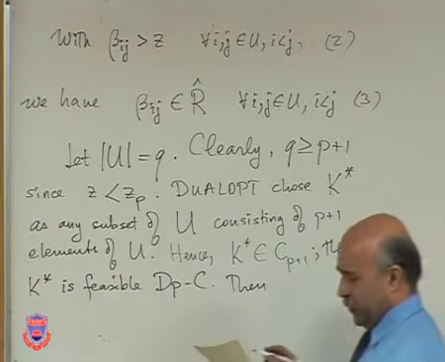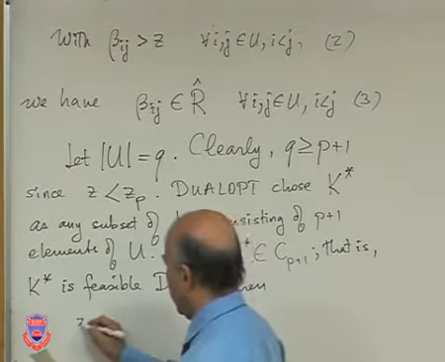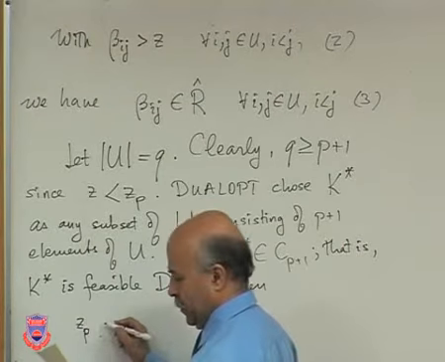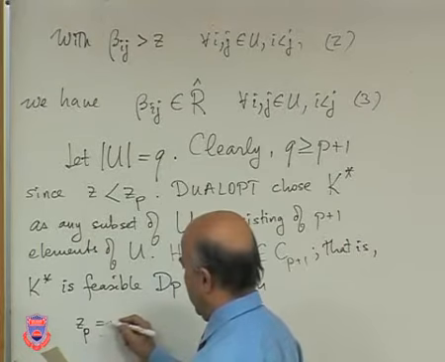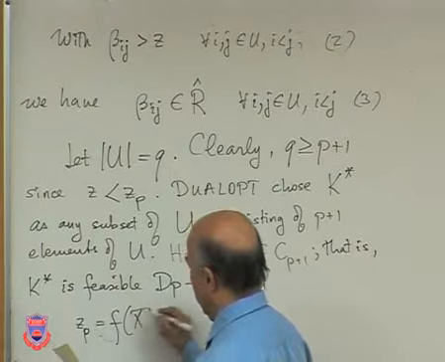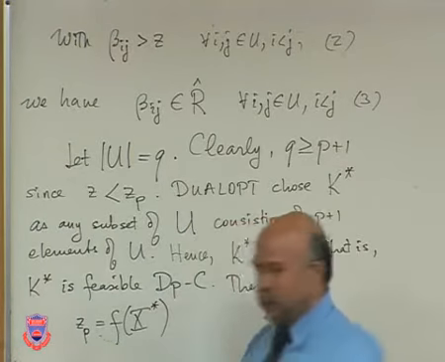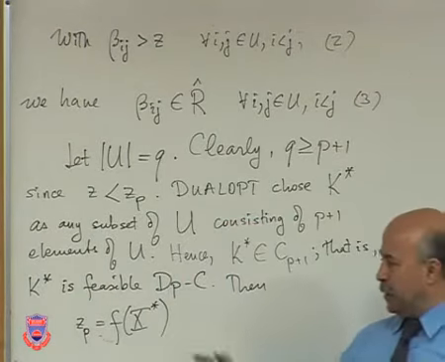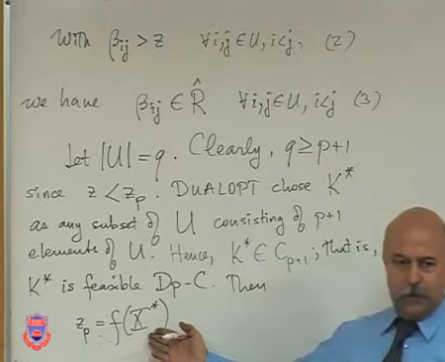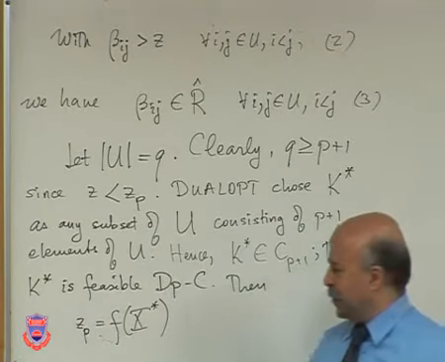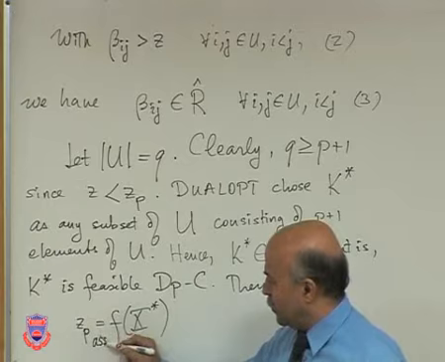Then we also have the following. Zp is, by assumption, equal to f of x star. Why by assumption? Because I assumed x star is an optimal p-center solution at the beginning. Okay? So this is by assumption.